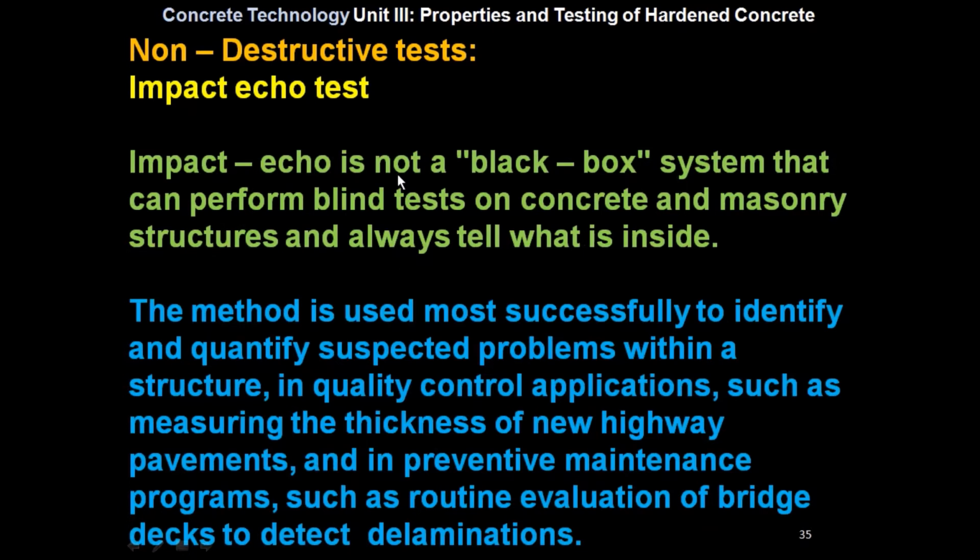Impact Echo is not a black box system that can perform blind tests on concrete and masonry structures and always tell what is inside. The method is used most successfully to identify and quantify suspected problems within a structure in quality control applications such as measuring the thickness of new highway pavement and in preventive maintenance programs such as routine evaluation of bridge decks to detect delamination.